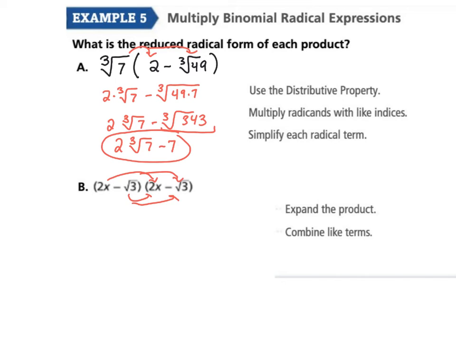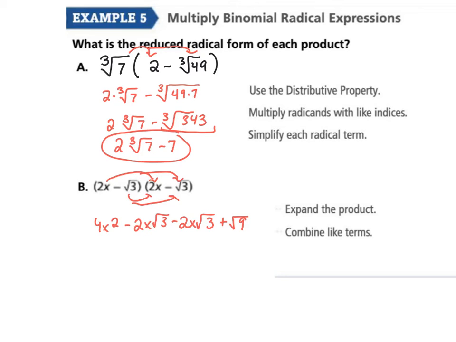Okay, so we get 4x squared, and then 2x times negative square root of 3 would be minus 2x square root of 3. And then we get another minus 2x square root of 3 from negative square root of 3 times 2x. And then lastly, we get plus square root of 9, from negative square root of 3 times negative square root of 3.